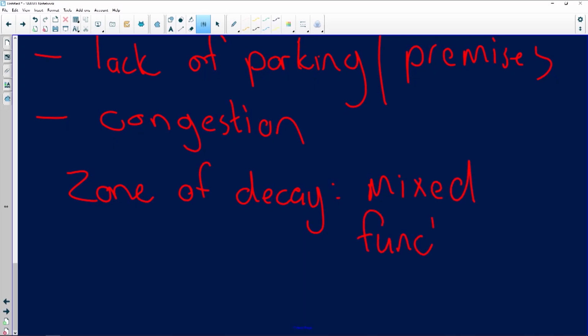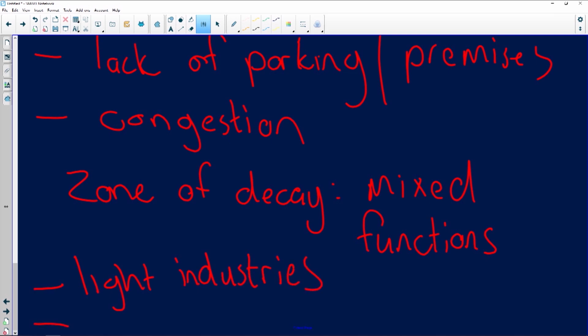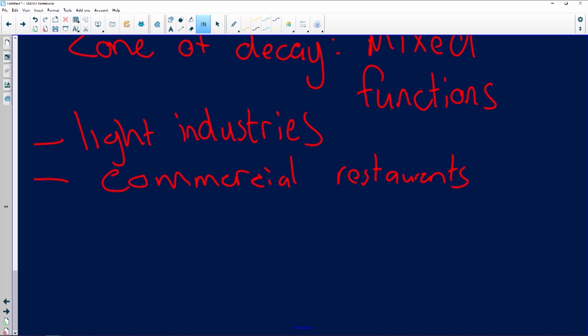When I talk about mixed functions, there are light industries, for instance, bakeries or textile businesses. There are commercial properties, for instance, restaurants. And lastly, there are residential people living over there. And it's usually known as the zone of decay. Why? Because of the decayed buildings.